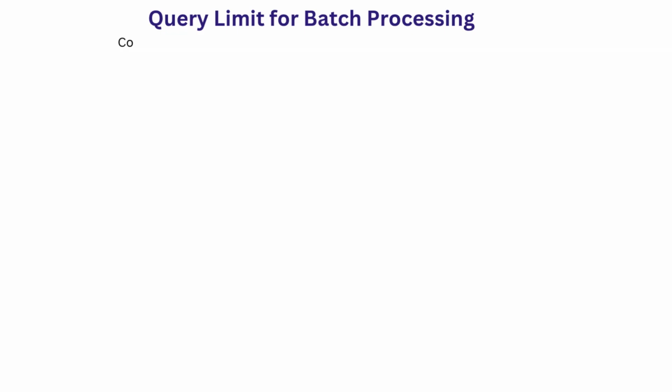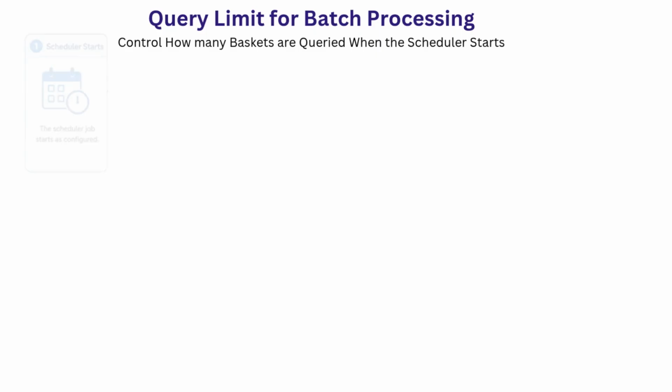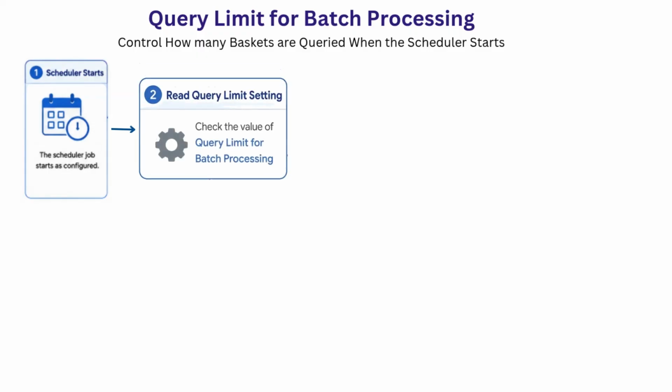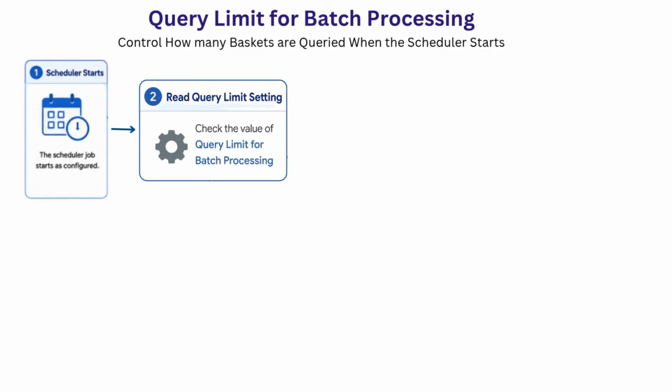Query limit for batch processing. Control how many baskets are queried when the scheduler starts. After configuring the query limit for batch processing value, Step 1, the scheduler can be started to process the baskets based on the defined limit. Step 2, read query limit setting. The system checks the configured value for query limit for batch processing.